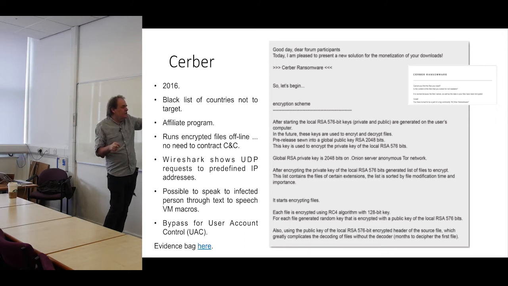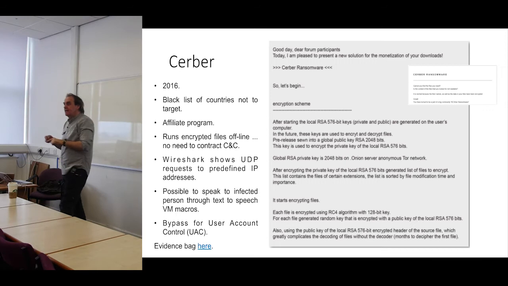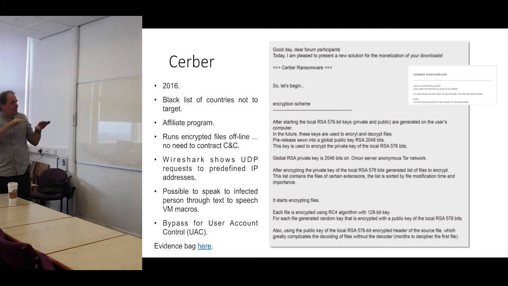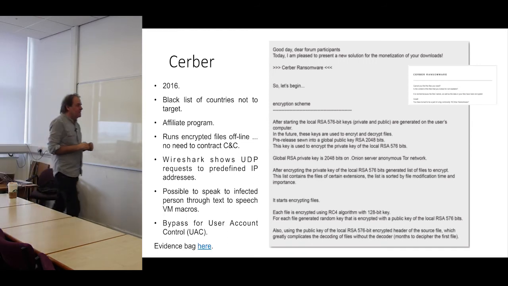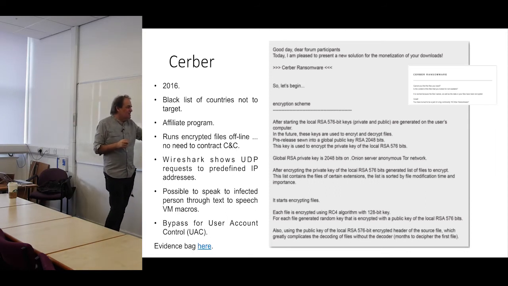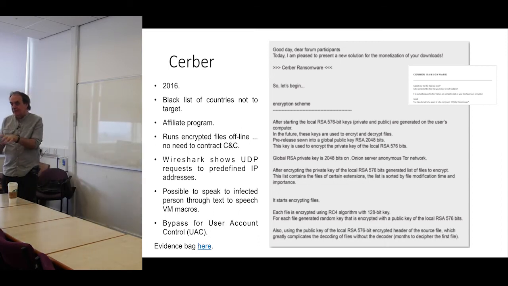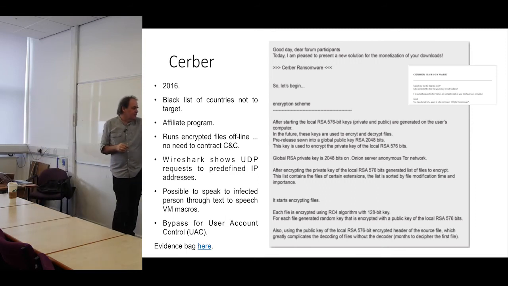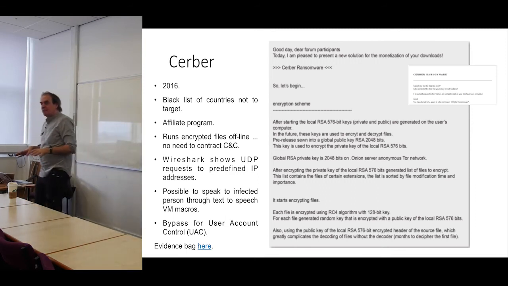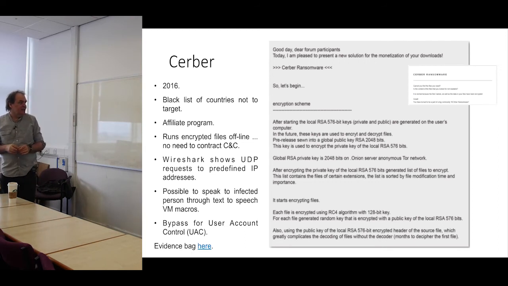It does UDP now, so there's no TCP, and I'll show you a little trace after the break. But it has a list of IP addresses that it just goes out and tries, and it will send a UDP request. It also has speech macros built into it, so that the intruder can actually speak to the person who's been infected, and it can tell them what to do and how to pay and so on. And the one thing it does try to do is disable your UAC.